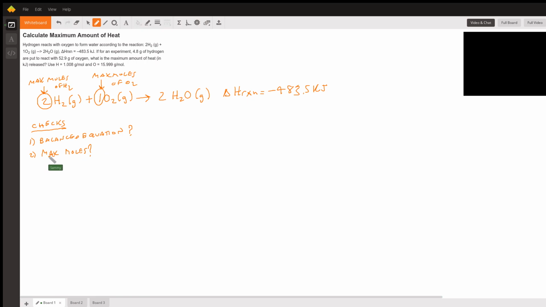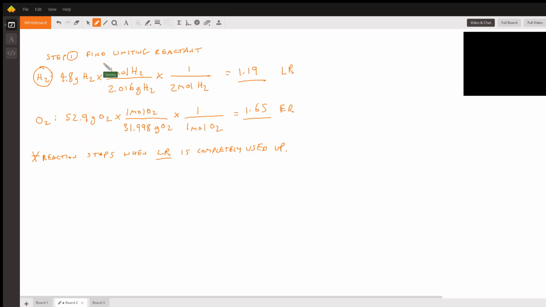Second check is max moles. What are those? So the max moles of hydrogen is 2, and the max moles of oxygen is 1. Okay, and that will come in handy when we get into the first step. So the first step is find the limiting reactant. So we have 2 reactants. We have hydrogen and oxygen, but the question is, what is the limiting reactant?